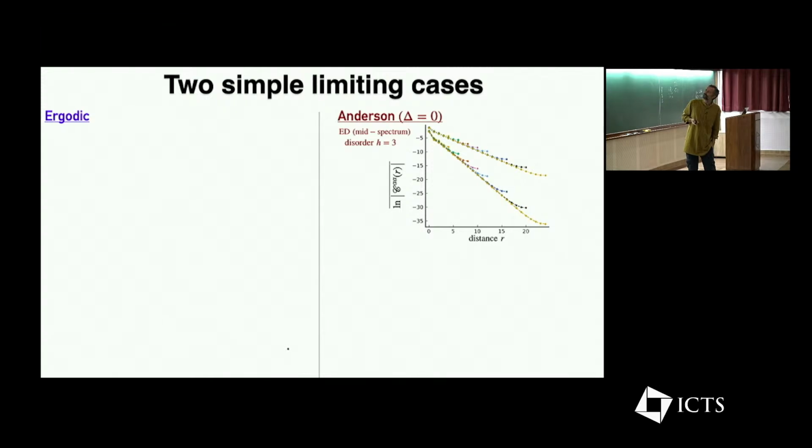Let me first explain 2 simple limiting cases of what we expect for this correlation function. In the Anderson localization case, which is at 0 interaction, delta equals 0, this is an example of an exact diagonalization calculation in the middle of the spectrum, so we are supposedly at infinite temperature. If you look at the XX or ZZ component of the correlation on a log-linear scale, you see this is a beautiful exponential decay.